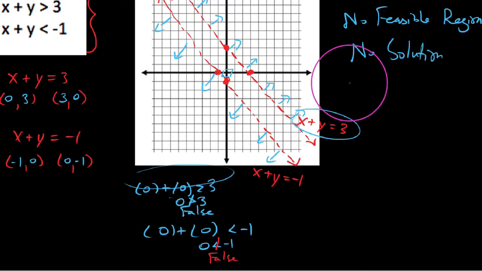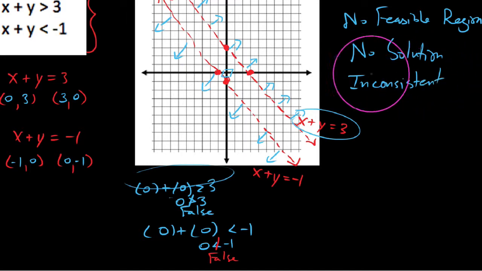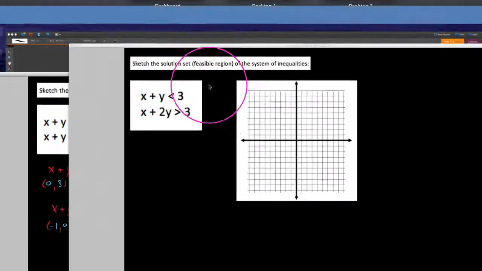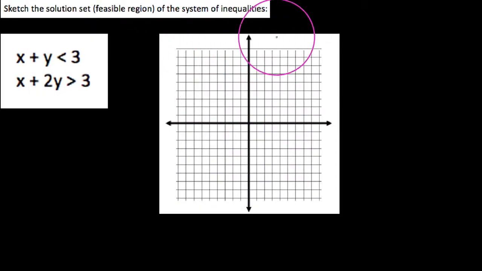And of course the fancy term for this is an inconsistent system, an inconsistent system of linear inequalities in this case. Okay, so we're going to do one more quick system here in which the feasible region is unbounded. What would an unbounded feasible region look like?